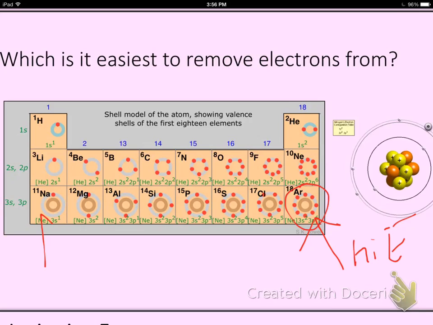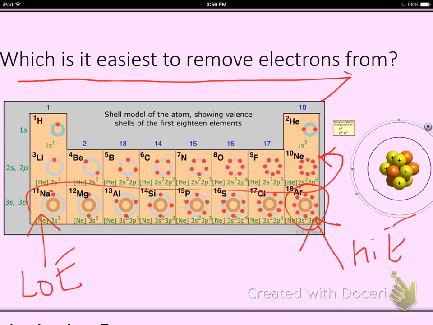Now, what about something like sodium? It's got one valence electron, and if it loses that outer shell, it becomes the electron configuration of neon, which is very stable. So this is not going to take much energy at all. So as you can see, the ionization energy is going to increase as we go across the periodic table.